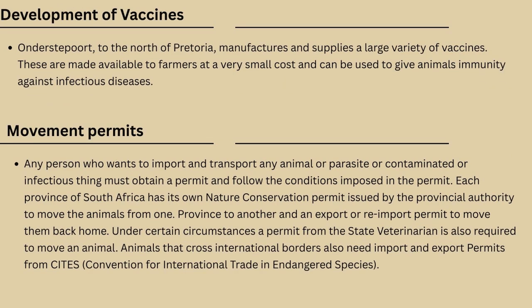Development of vaccines. Onderstepoort, to the north of Pretoria, manufactures and supplies a large variety of vaccines. These are made available to farmers at a very small cost and can be used to give animals immunity against infectious diseases.